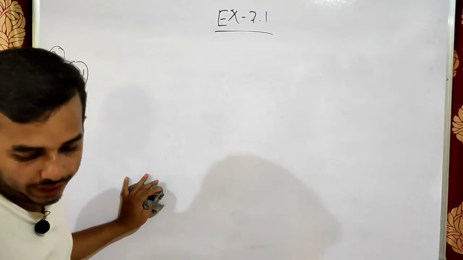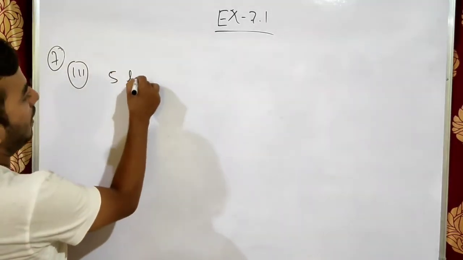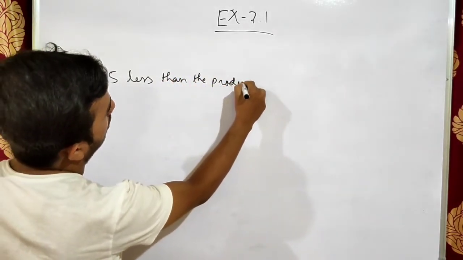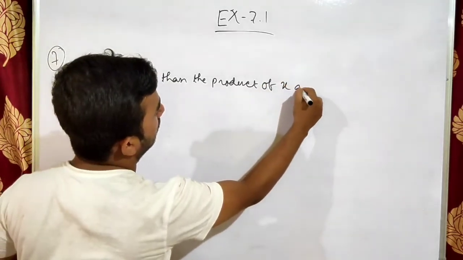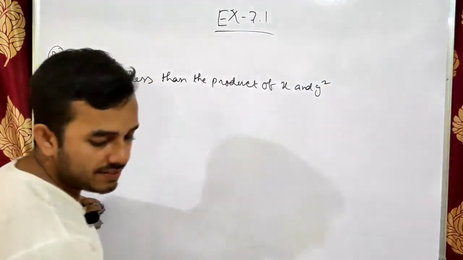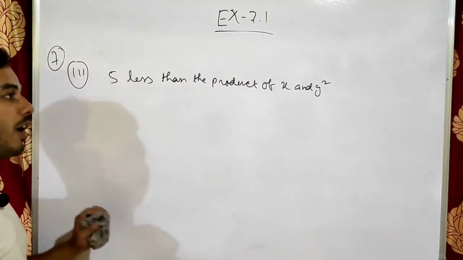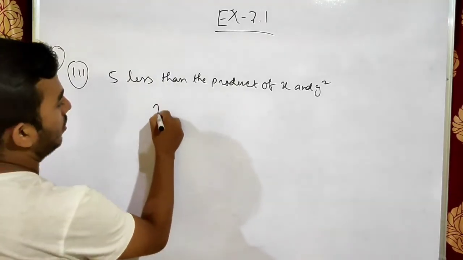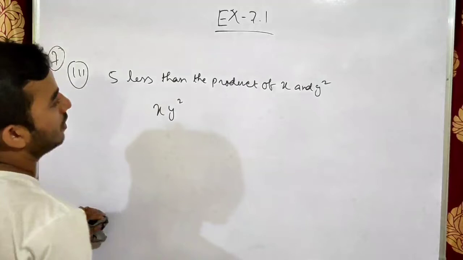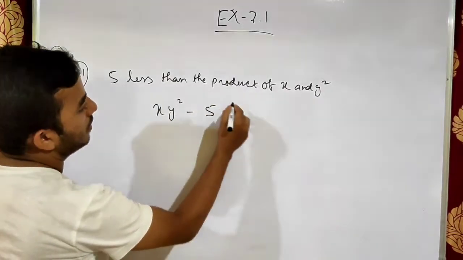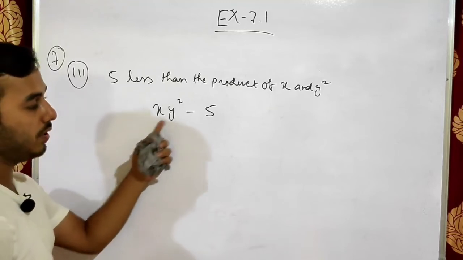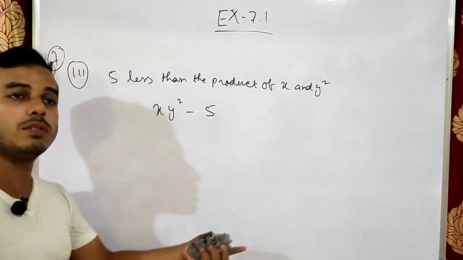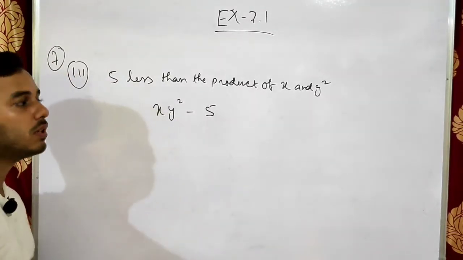Five less than the product of x and y square. Okay. So the product of x and y square will be what? Then 5 less than the product, then minus 5. Finish. Okay, see, it is 5 less than the product of x and y square, isn't it? 5 less means what? We have to subtract 5 from the product of x and y square. So we have subtracted 5 from the product of x and y square.